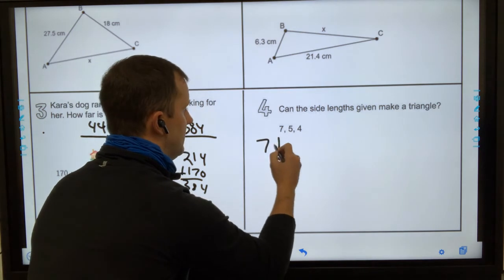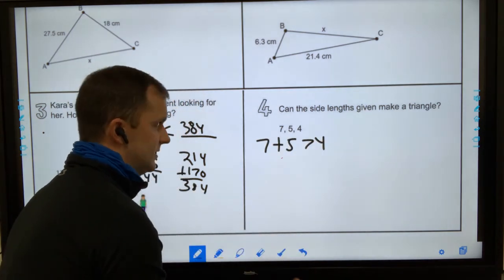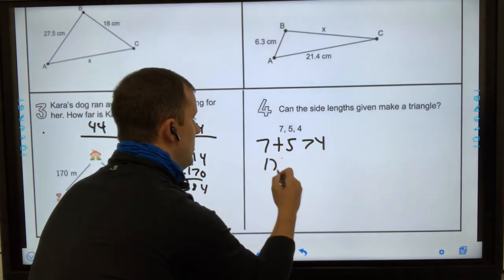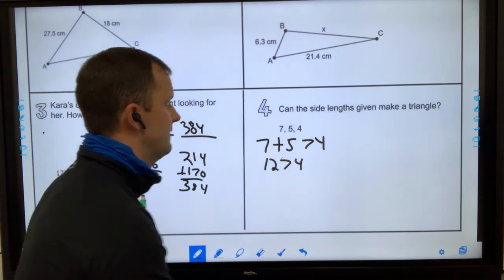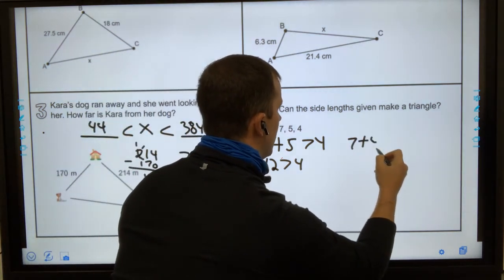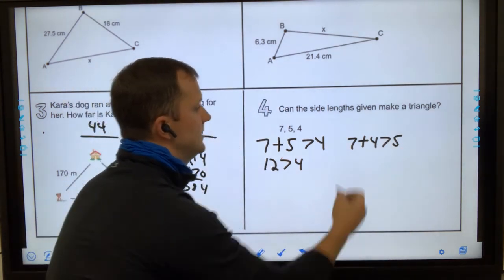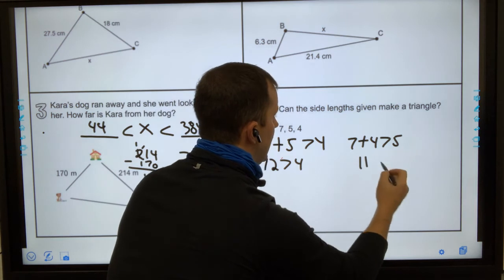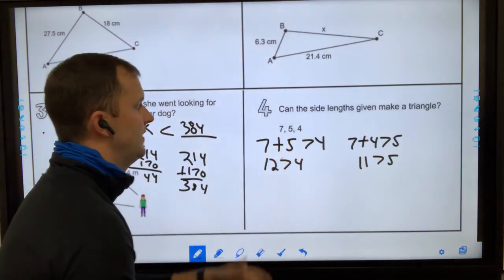So 7 plus 5 has to be greater than 4. So 7 plus 5 is going to end up giving you 12. 12 is indeed greater than 4, so that works. Okay, so let's try 2 more. So 7 plus 4 has to be greater than 5. So 7 plus 4 is going to end up giving me 11, and 11 indeed is greater than 5. Okay, now let's try the last one.